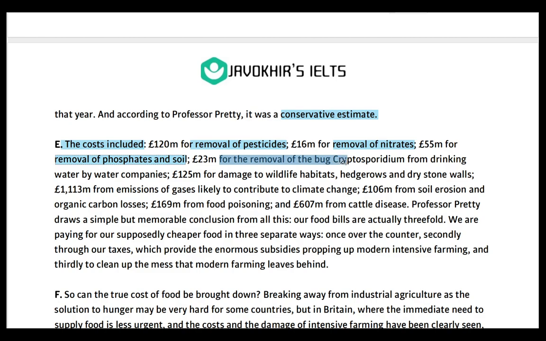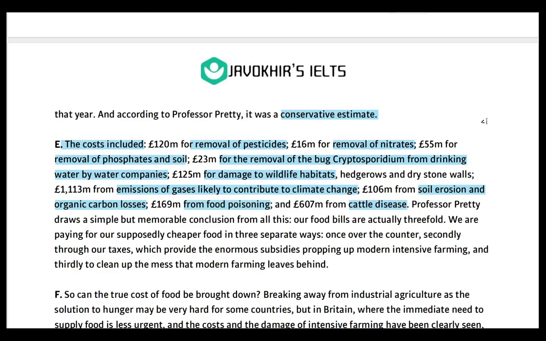cryptosporidium, if I pronounce that correctly, from drinking water by companies, 125 million for damage to wildlife habitats, hedgerows and dry stone walls, 1,113 million pounds from emissions of gases likely to contribute to climate change, 106 million from soil erosion and organic carbon losses, 169 million. So once again, 169 million from food poisoning, and 607 million from cattle diseases.